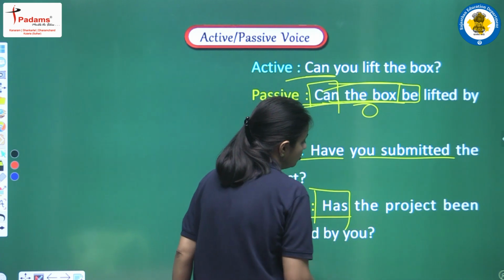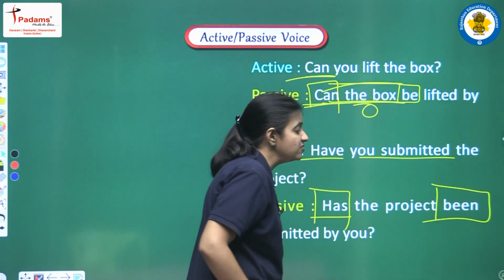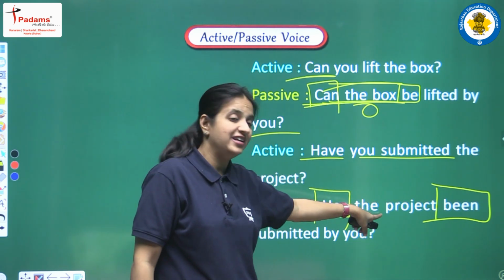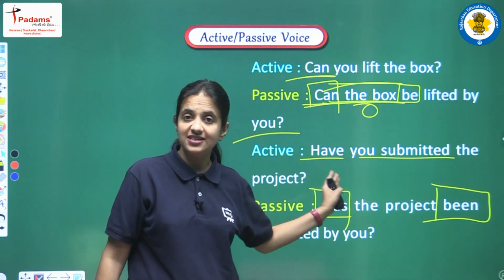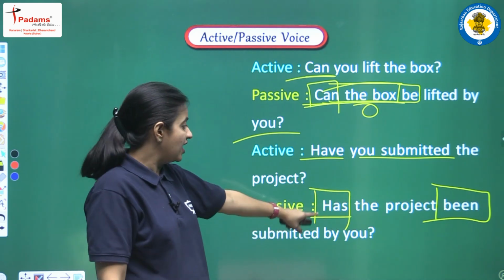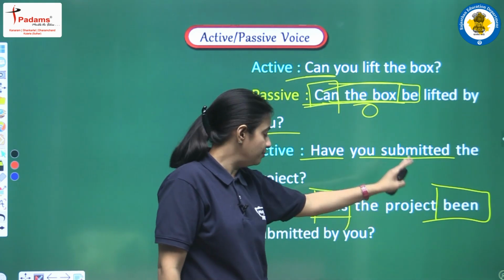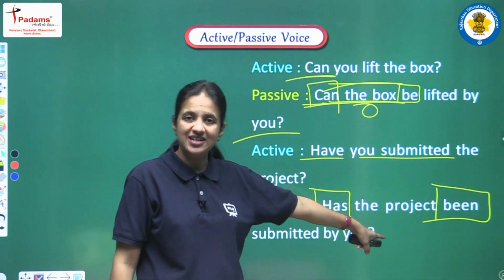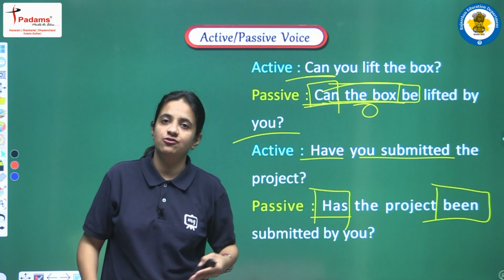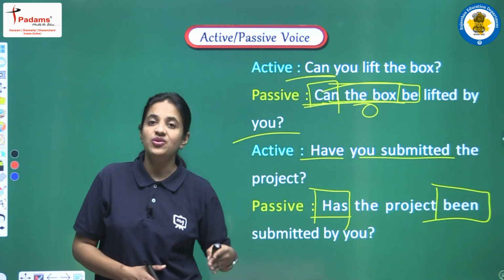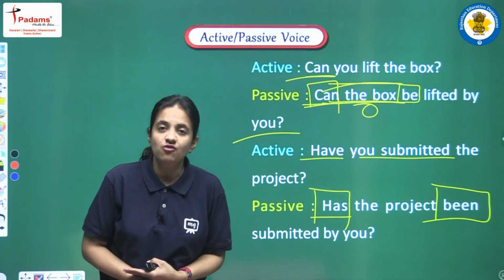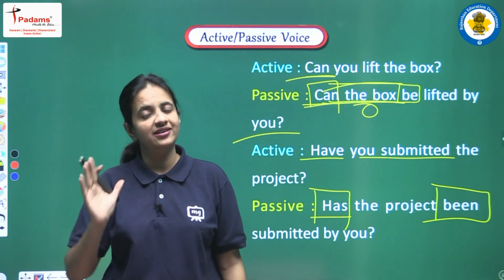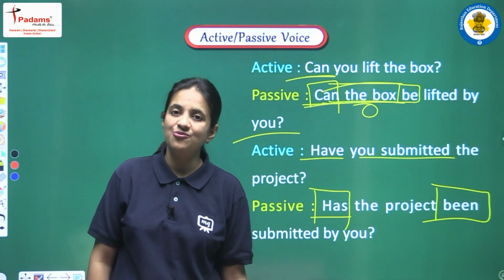So in this sentence also we are not using has been, these two words together. In between these two words we are writing the object, because this is the structure of interrogative sentence. So our answer is, has the project been submitted by you? And yes, question mark at the end of the sentence, because we cannot change the form. If you are having interrogative in active voice, then while making passive voice you have to maintain the same form, the same pattern that we are having in active voice.